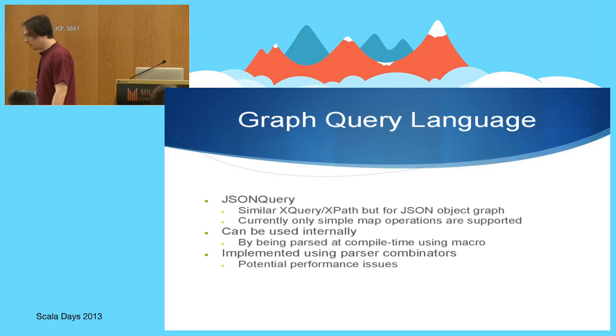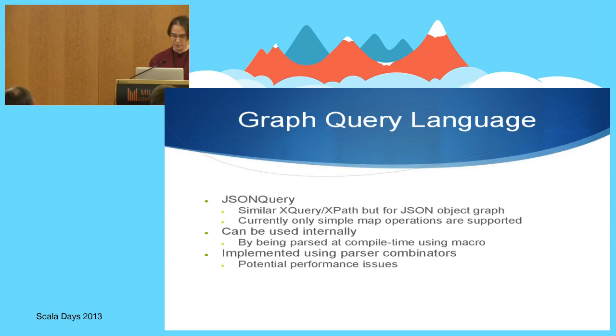So the current implementation is done using Scala parser combinators, which is a quick way to implement a parser, and it's really nice to be able to combine the things together. One of the issues is the performance. So we didn't benchmark or things like that, but I think it's a pretty known fact that parser combinators are not very performant. So this is something we should probably improve later.